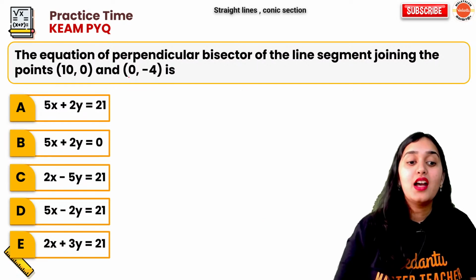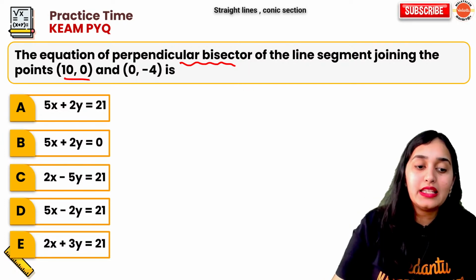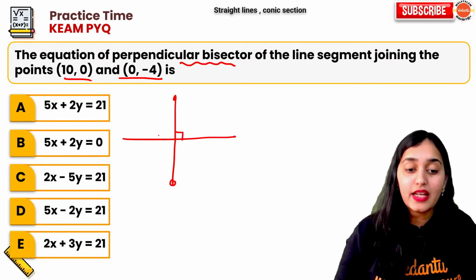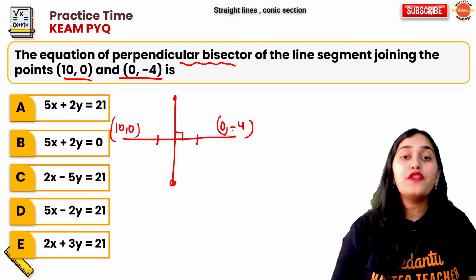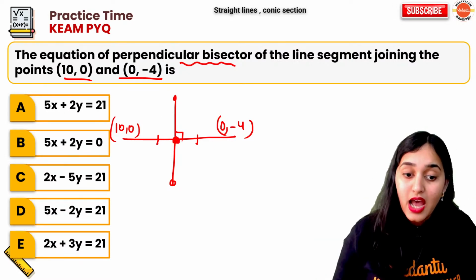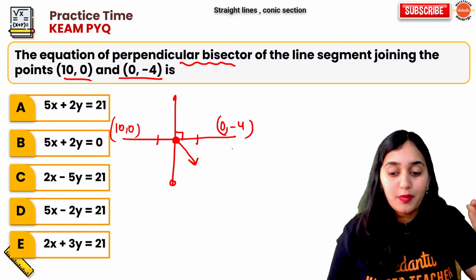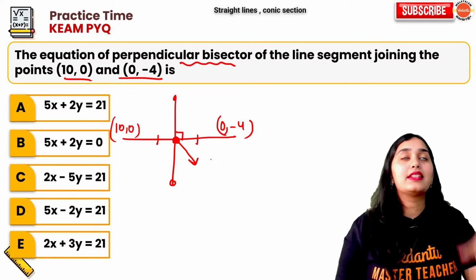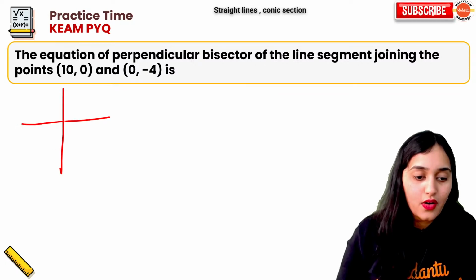Simple. Next, the equation of the perpendicular bisector of the line segment joining these 2 points. So, you have to find the equation of the line which is perpendicular and bisector of these 2 points, (10, 0) and (0, minus 4). Now, to find the equation of a line, I need a point on the line, right? How can you find the midpoint of this line? If you want to find the midpoint, the formula says just add the coordinates, divide by 2. So, first of all, we will find this point.